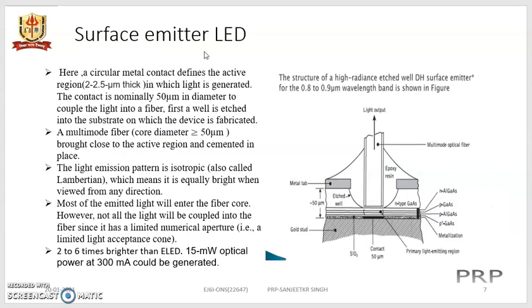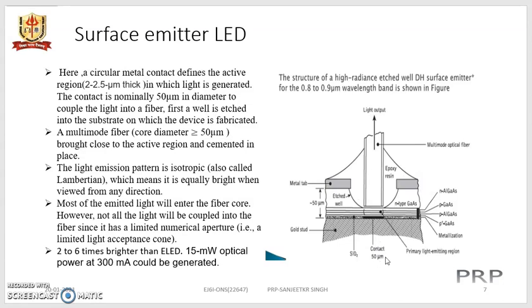Now let's see the surface emitter LED. Here is the construction diagram of the surface emitter LED. So here we can see there is a circular metal contact, and that defines the active region. This active region is 2.2 to 2.5 micrometer thick, in which light is generated. From the active region light is generated, and this contact is normally 50 micrometer in diameter.